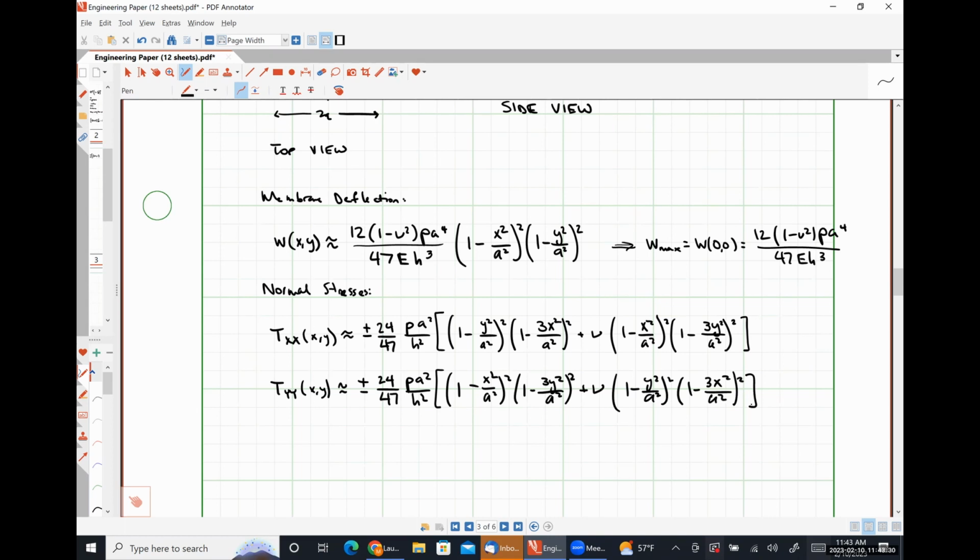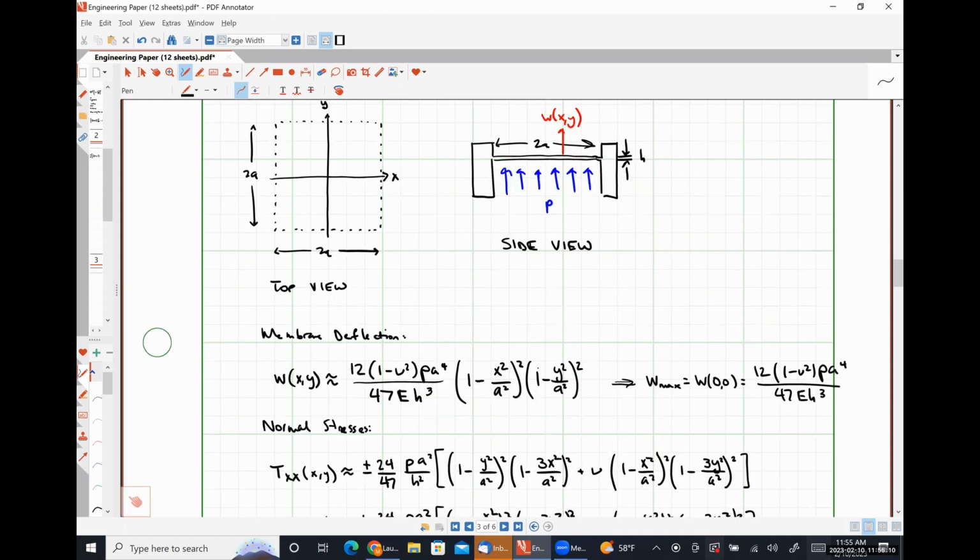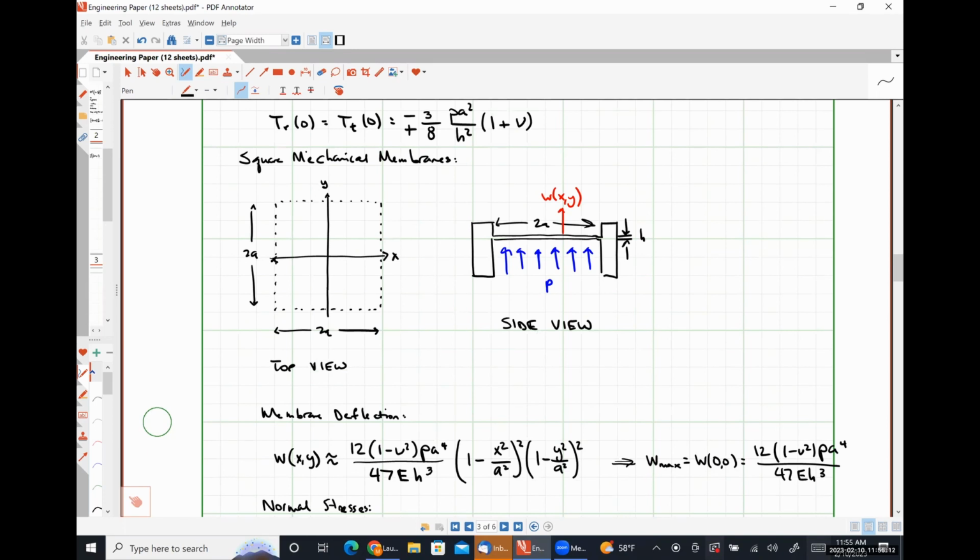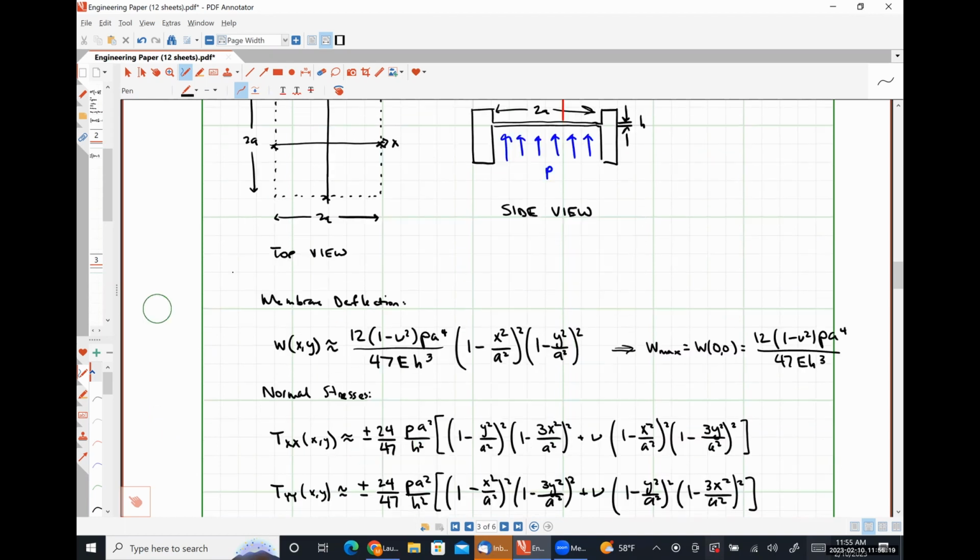So where is maximum stress going to occur for the square membrane? It's the center of each of the spans. That's absolutely, yeah. So the locations of maximum stress will be here, here, here, and here.